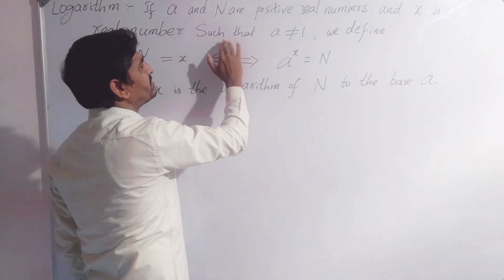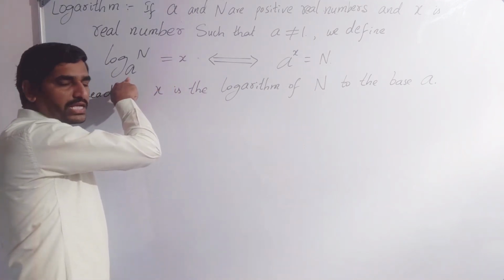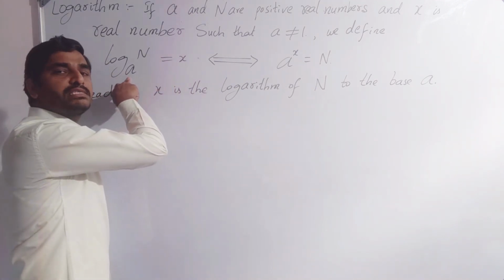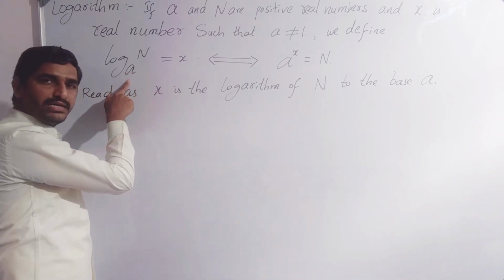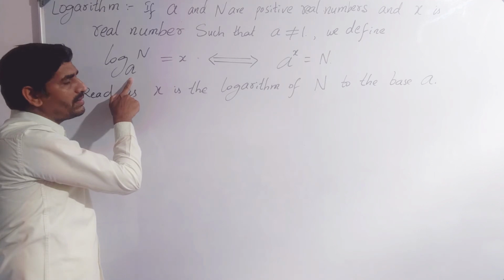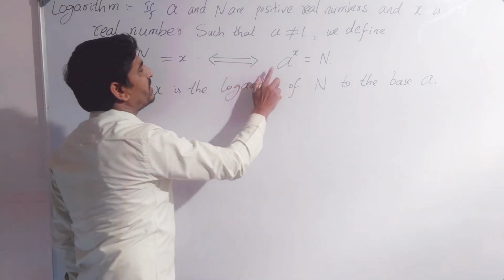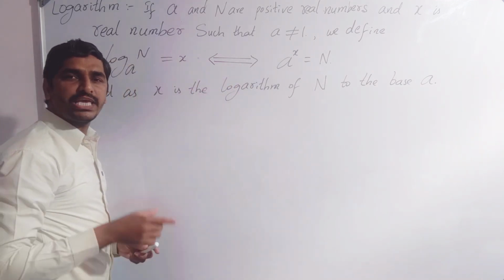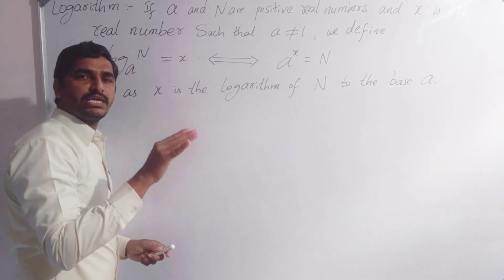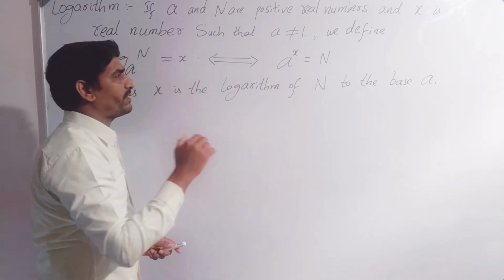Okay. Now such that a is not equal to 1. The base is always not equal to 1. The base is a positive real number but not 1. This symbol is read as if and only if.